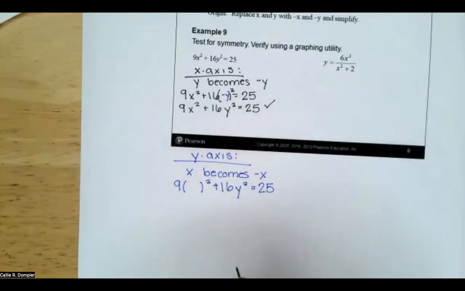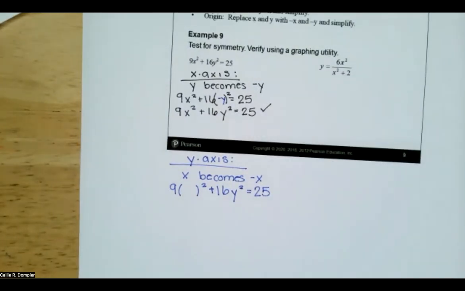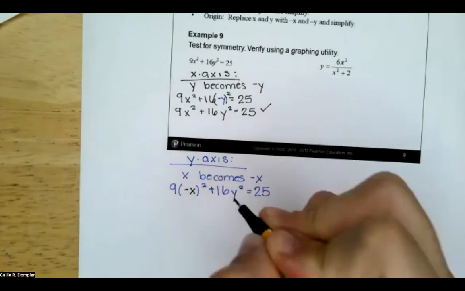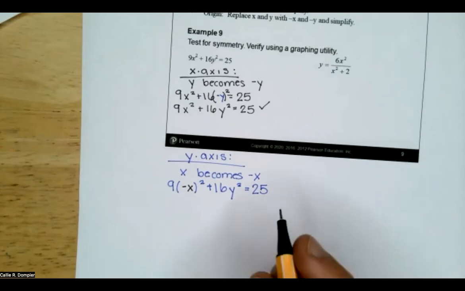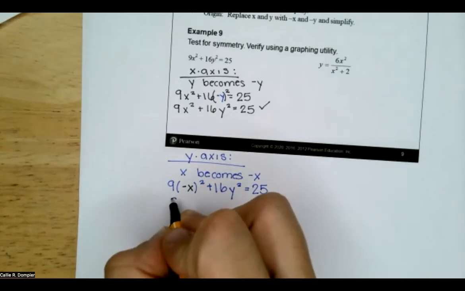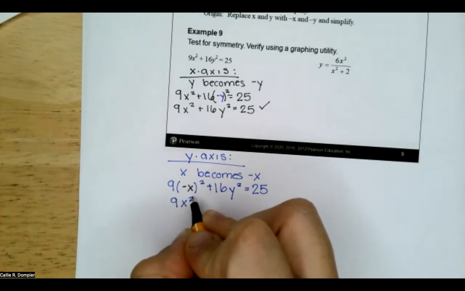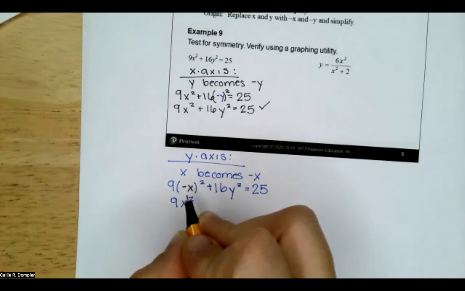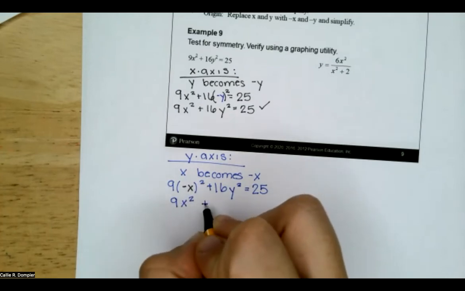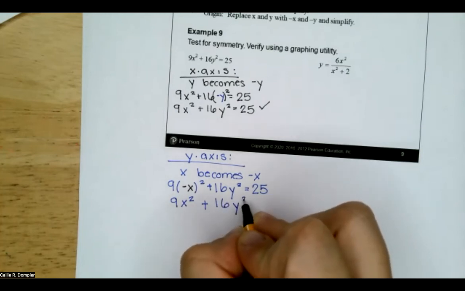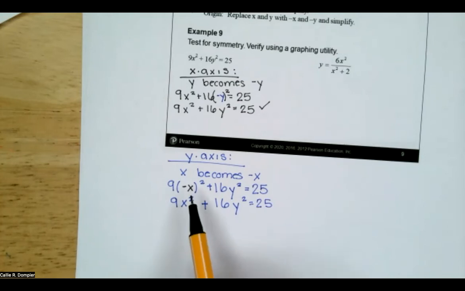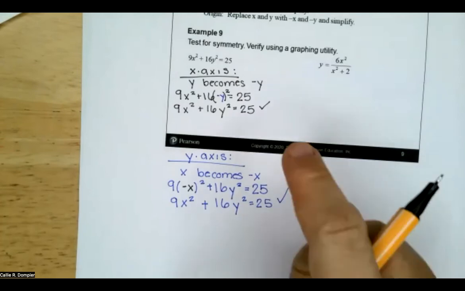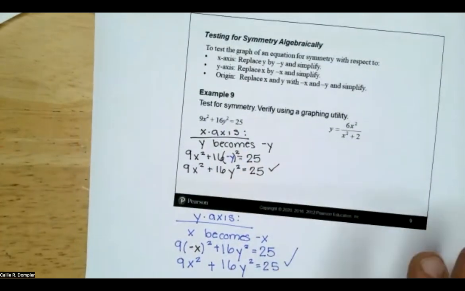So now instead of 9x squared plus 16y squared equals 25, I have 9 times negative x squared plus 16y squared equals 25. And again, they're just asking you to simplify. Negative x squared is the same as x squared, right? Two negatives will make the same positive as two positives. All we changed was one sign, but since we're squaring that number, it does not matter. So that is symmetric on the x-axis. It is symmetric on the y-axis.